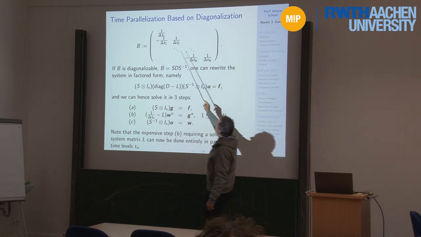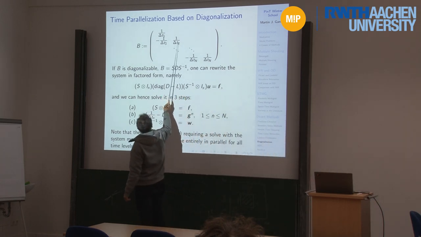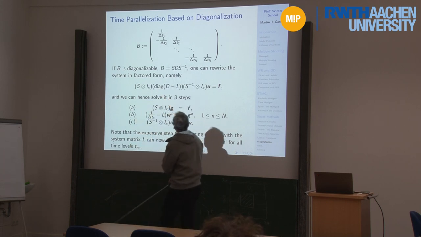So here is the B matrix. Do you see this is a time stepping matrix? Delta T1, delta T2. This is exactly the time step of a backward Euler.